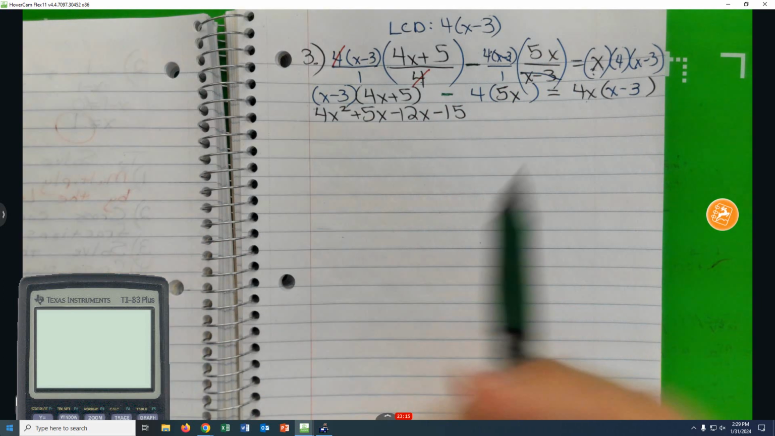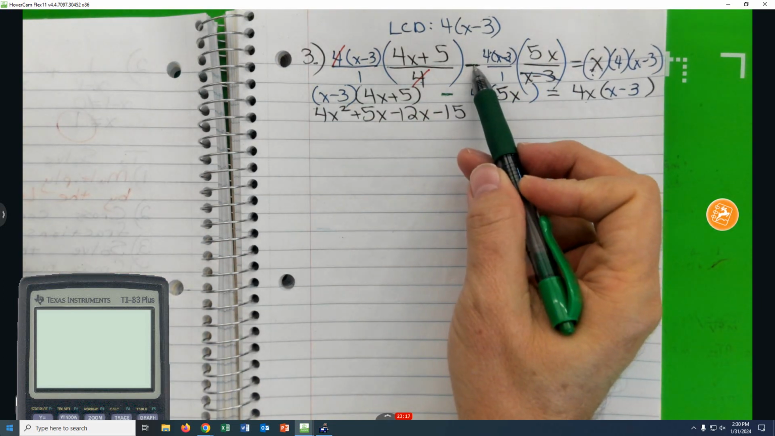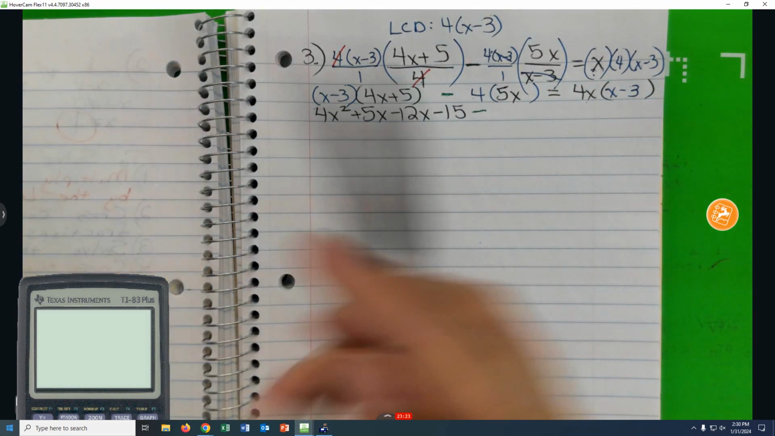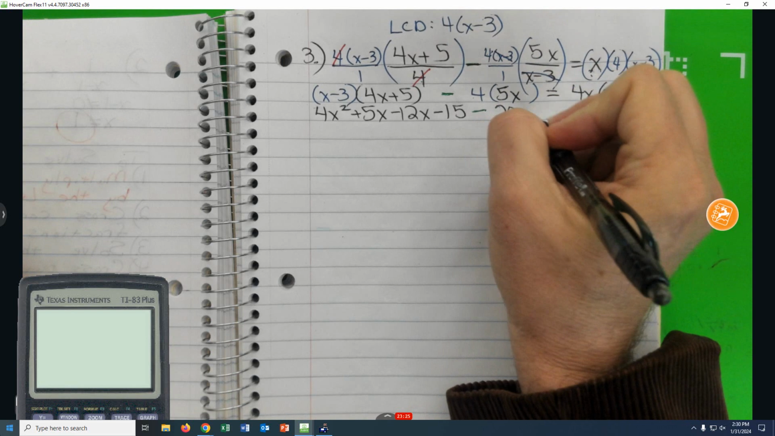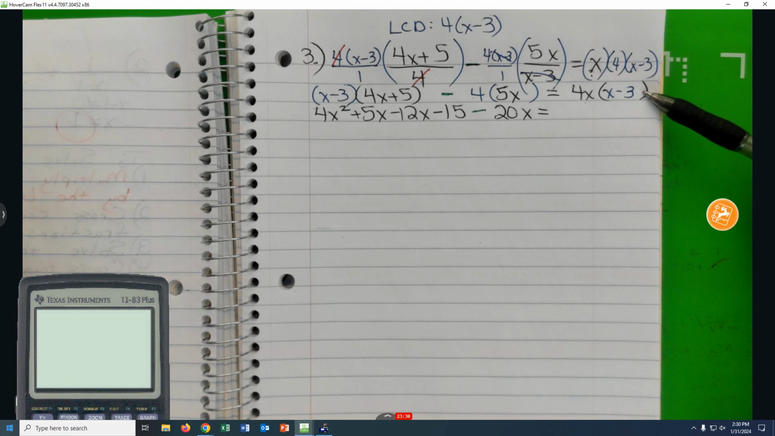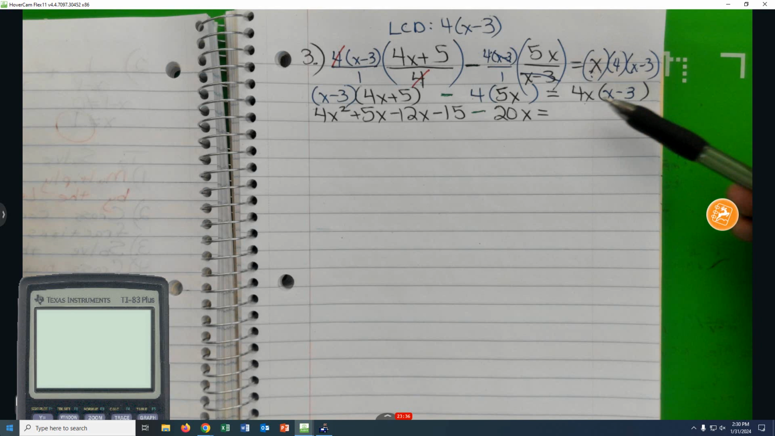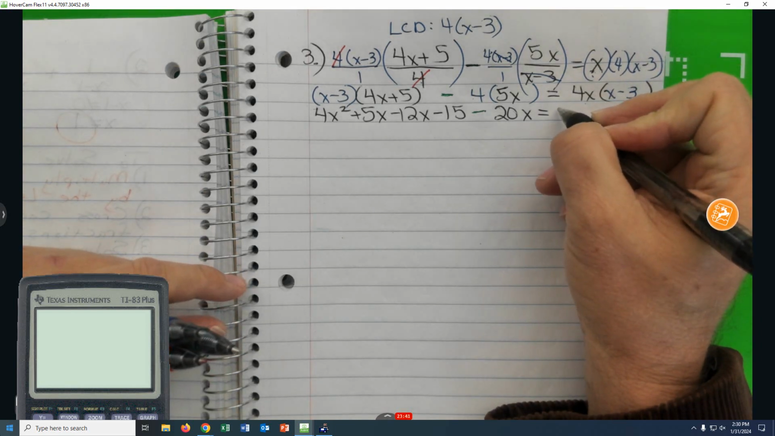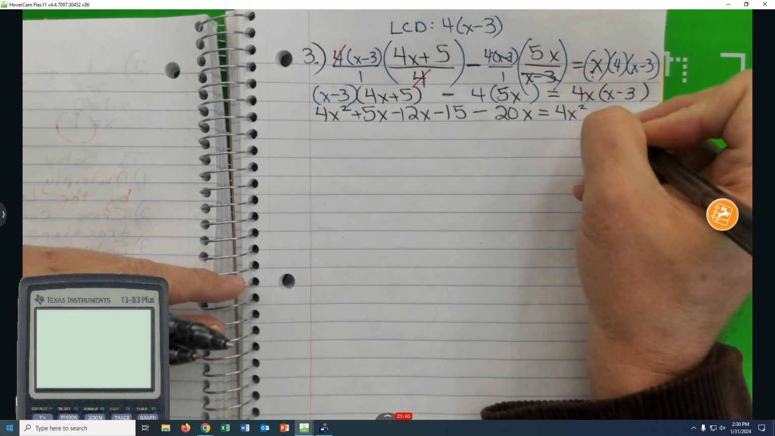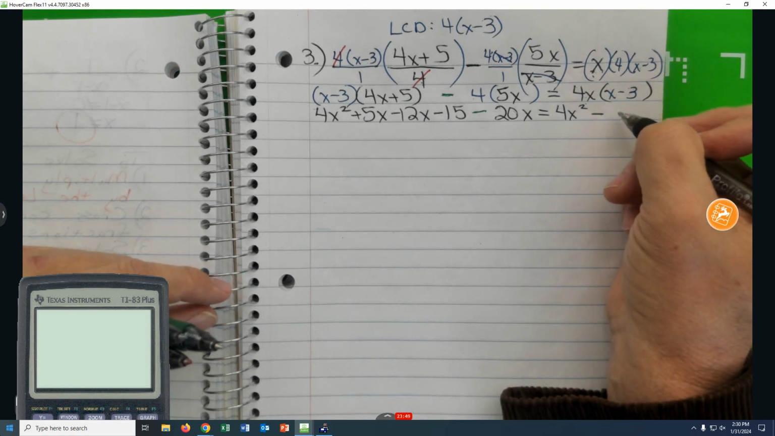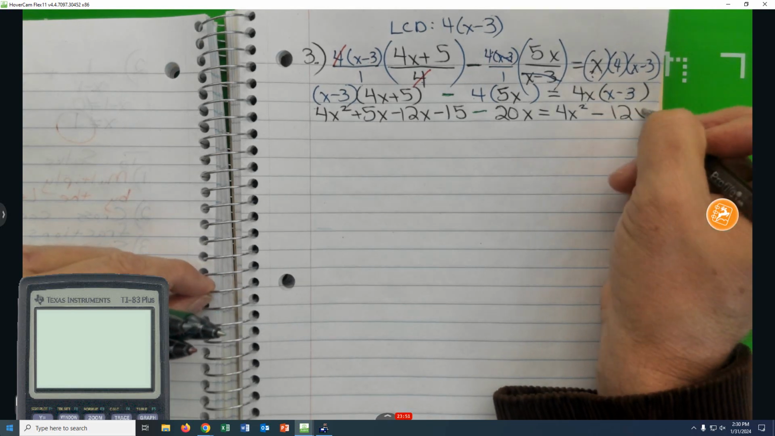And now we have that minus sign. That's the minus from the original problem. 4 times 5x, that's 20x. And here, we have 4x times x minus 3. We'll have to distribute. Distributing the 4x times x gives me 4x squared, I agree, minus 4x times that minus 3 gives me a minus 12x.